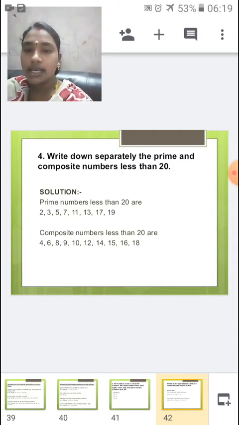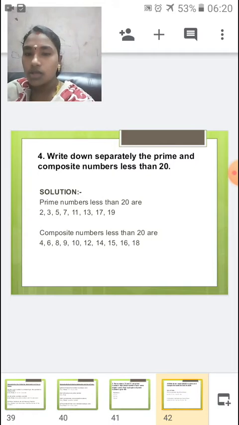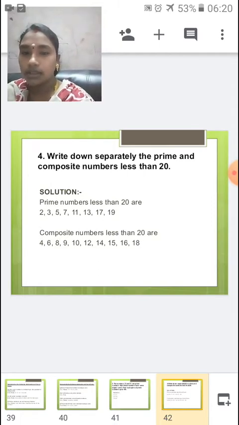First, let us take prime numbers less than 20. What are the prime numbers less than 20? As I told you, 1 is a unique number, so you cannot write it in the prime numbers or in the composite numbers. So prime numbers start with 2. 2 is a prime number which has 2 and 1 as its factors. Next we have 3, 5, 7, 11, 13, 17, 19.